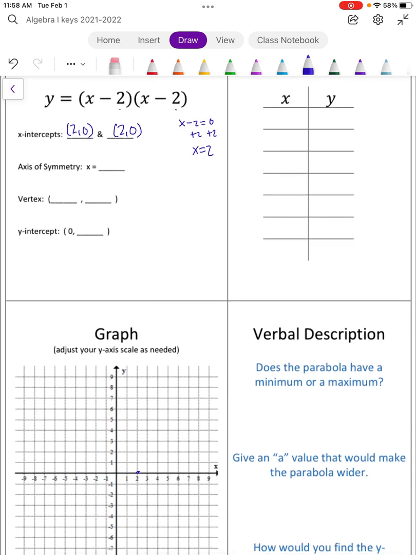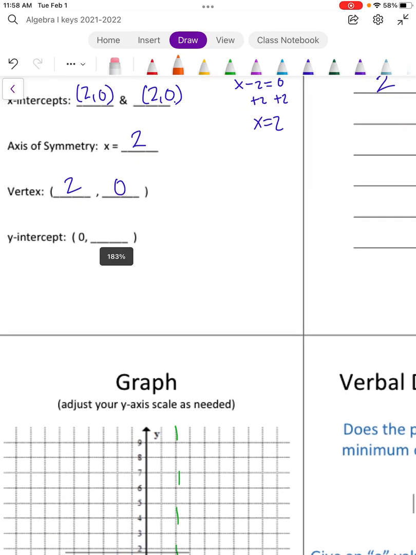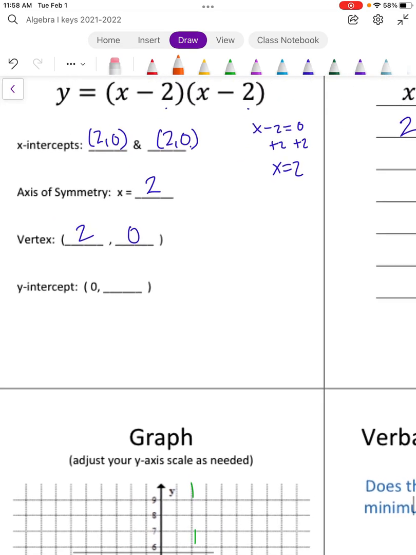If we graph our x-intercept of (2, 0), since they're the same, that means our axis of symmetry passes right through that point. So when we have that double root, not only are our x-intercepts the same, but our x-intercept is also our vertex in this situation. So right now we have 1 point, so we need to find at least 4 more to graph our parabola. So let's start by finding our y-intercept.